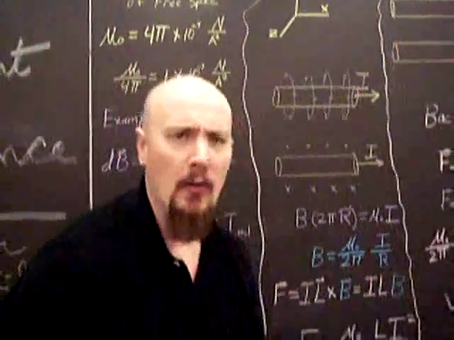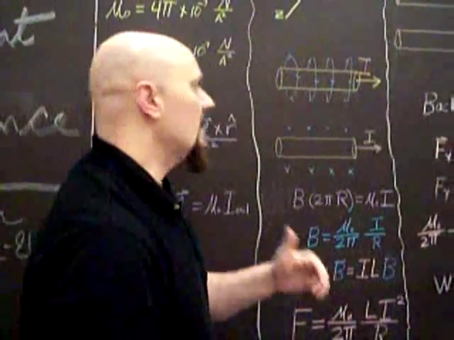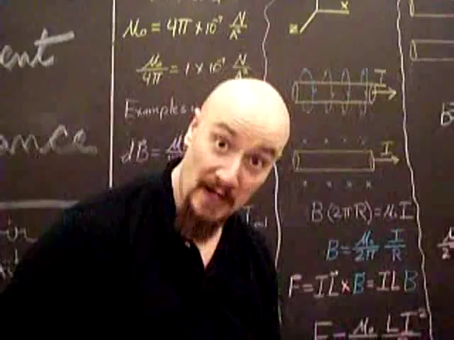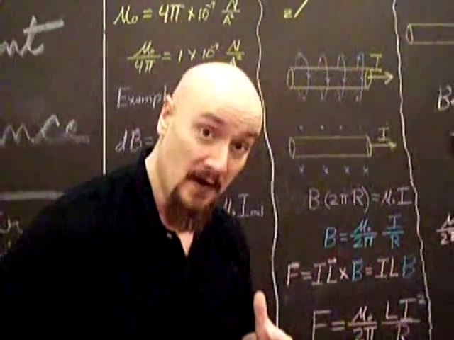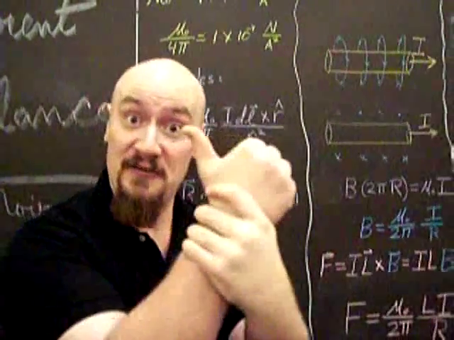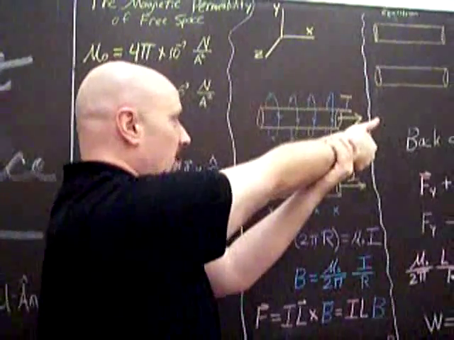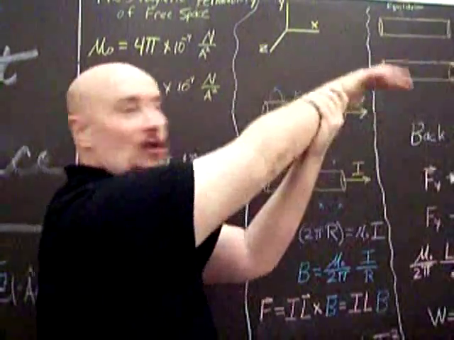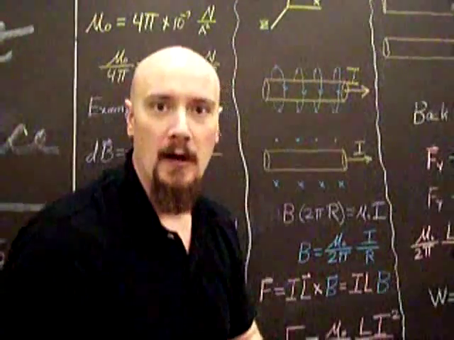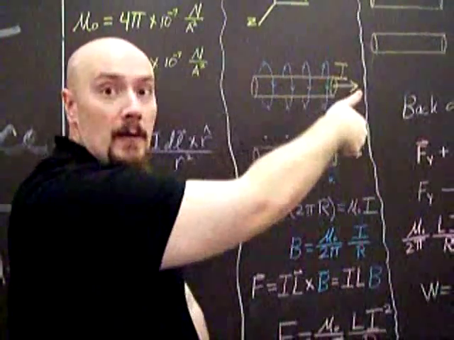All right, so now, this is all about current carrying wires. We need to determine the magnetic field, and the direction of the magnetic field around a current carrying wire is determined by the right-hand rule. We take our thumb and point it in the direction of the current, and then our fingers curl in the direction of the magnetic field around the wire. So the magnetic field is going this way around that wire.